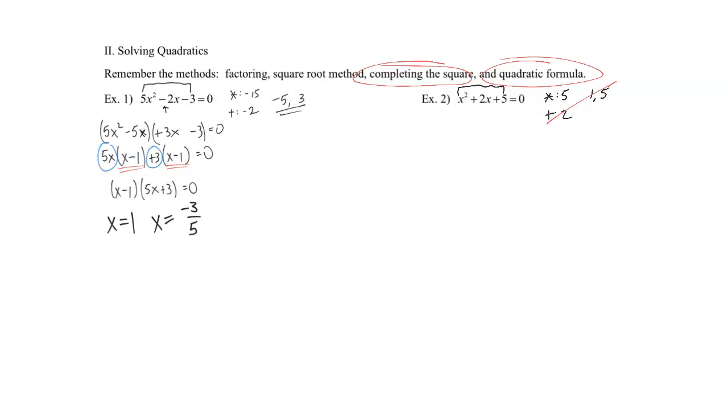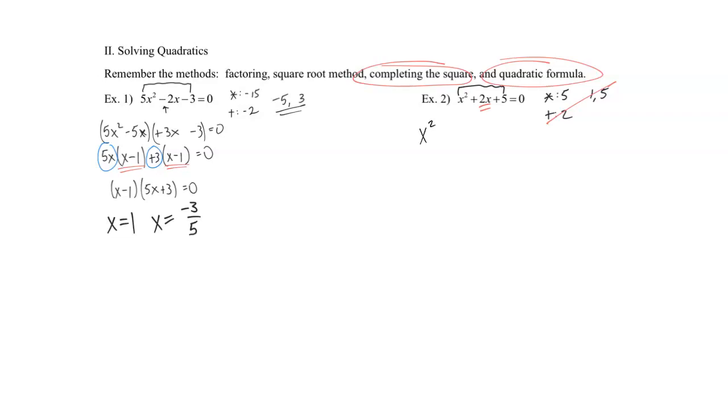I'm going to show you completing the square, and the reason I like completing the square here is because that middle term has an even coefficient, and I can divide even coefficients by 2 really easily. And so I'm going to demonstrate for you here completing the square, but if you wanted to use quadratic formula, by all means, you would be able to do that.